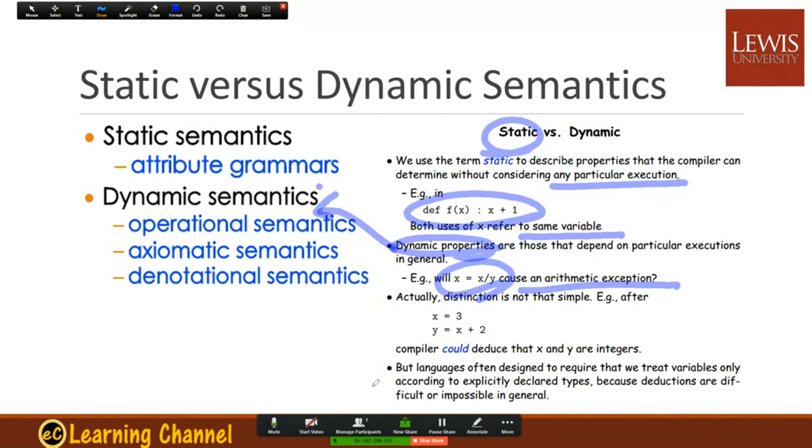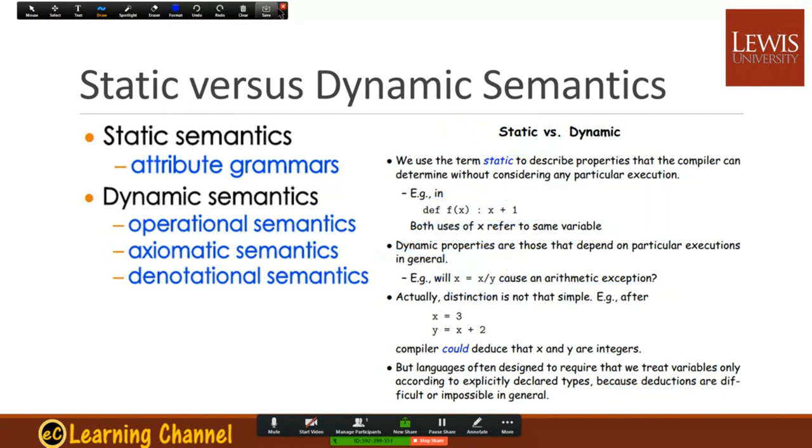So actually the decision is not really that simple. For example, we have this. The compiler can deduce that x and y are integers, for example, if you are in the Python case. Both languages are often designed to require that we treat the variable only according to its explicitly declared type, but deduction is difficult and impossible in general. So these are the differences between attribute grammar and these three different grammars for static and dynamic semantics.